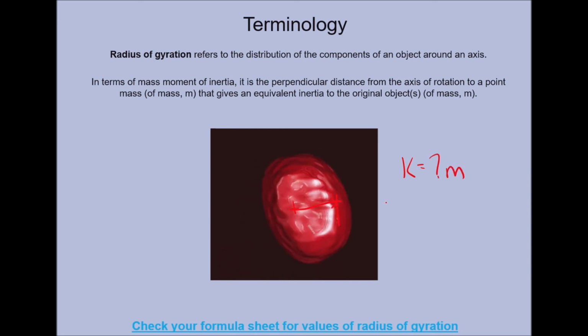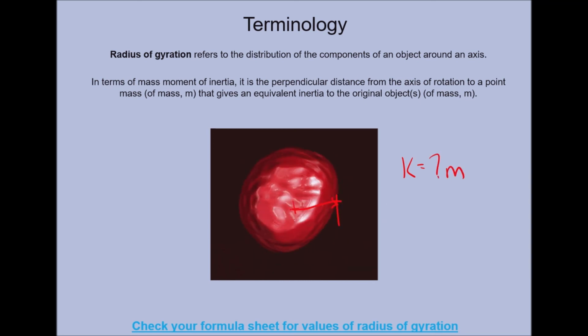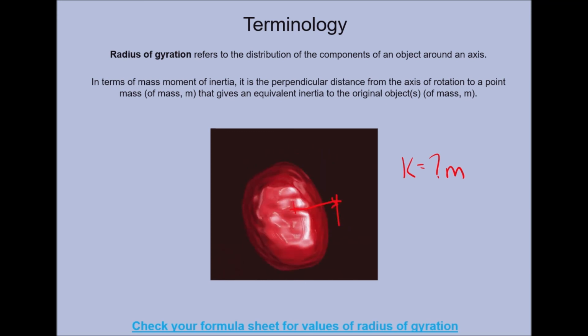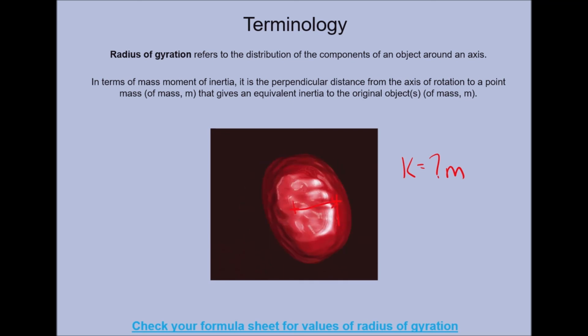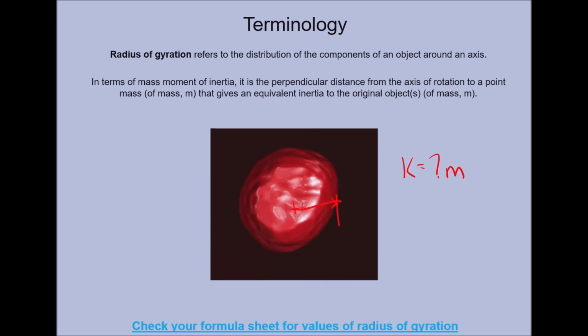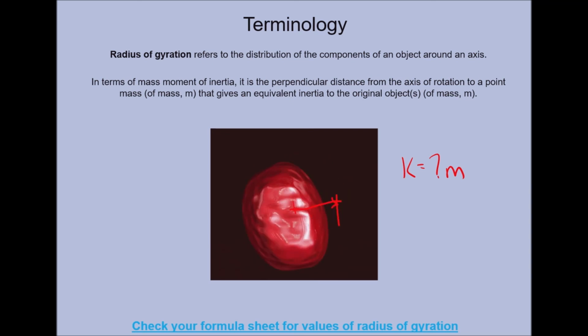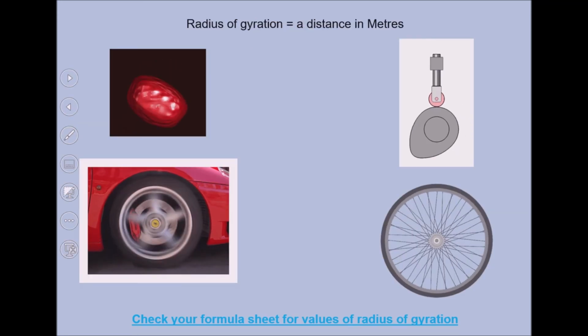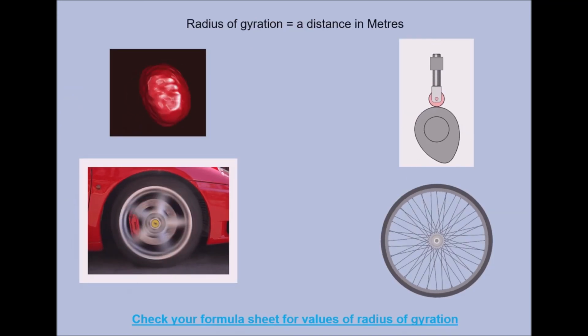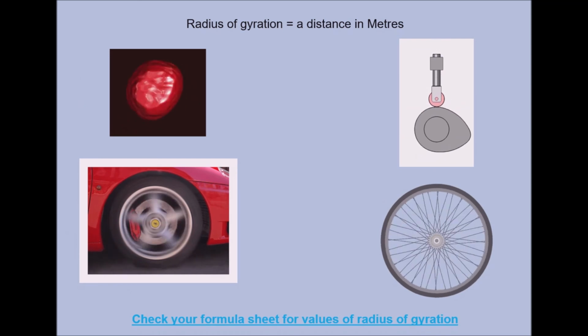Again, you'll be given information to calculate radius of gyration, or you might actually be given the radius of gyration itself and then apply it. So always check your formula sheets, please, in relation to that. But what I'm going to do is jump onto the next slide, and you can see I've got several examples of objects that are spinning.